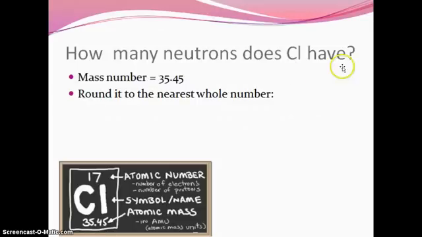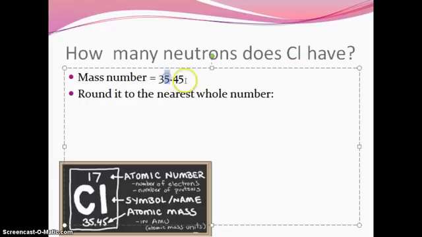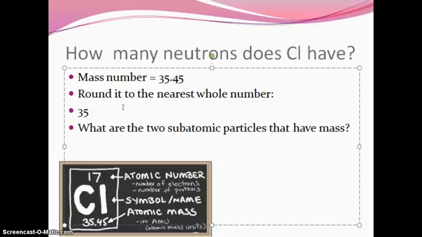Okay, so let's go back to our question. How many neutrons does chlorine have? The mass number is 35.45, rounded to the nearest whole number. So does that round up to 36 or round down to 35? Well, we're going to the ones place, so we only look at the next place value. The 4 makes it do what? Round down, so our mass number is 35.